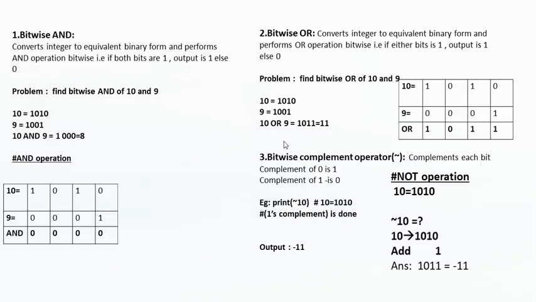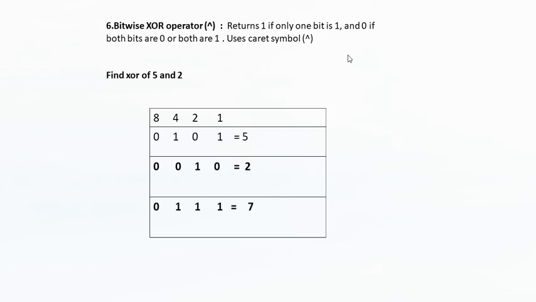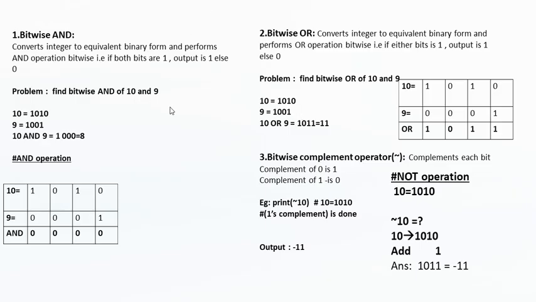Now let's start with the bitwise operations. This is bitwise AND. We will be seeing bitwise AND, bitwise OR, left shift, right shift, and XOR operations in today's session. Now coming to bitwise AND, as I already said, if even one bit in the input is 0, the output would be 0. That is about AND, right?